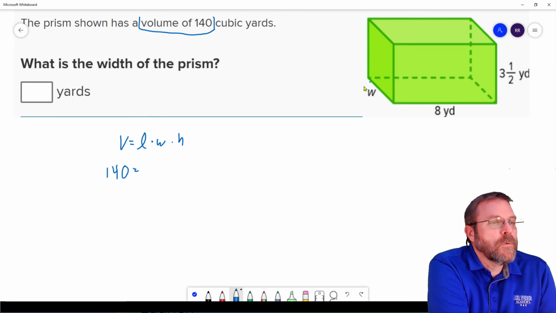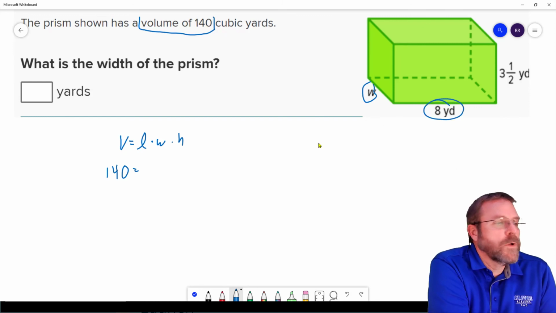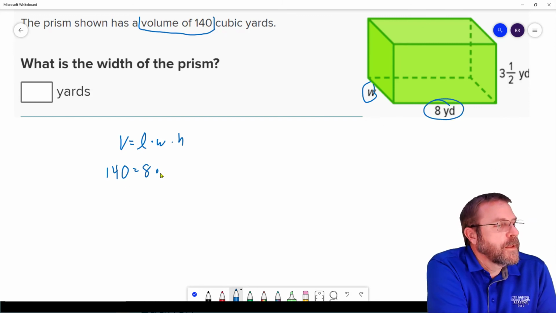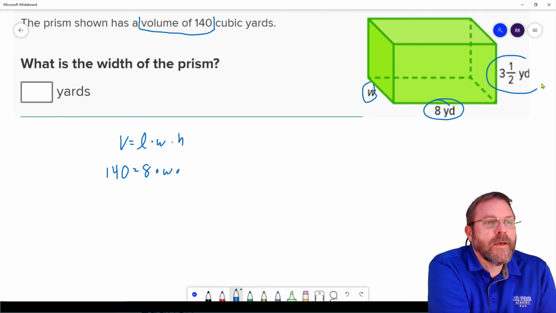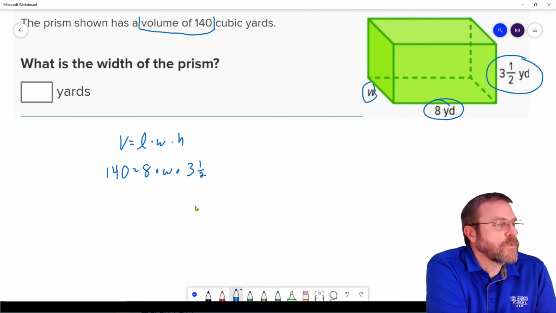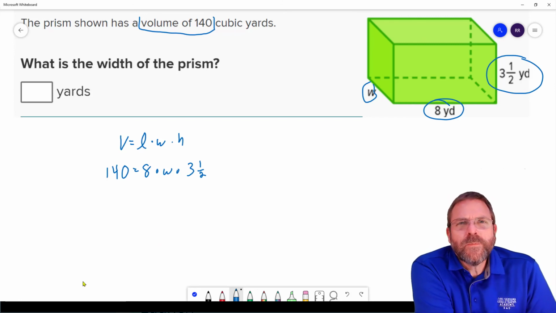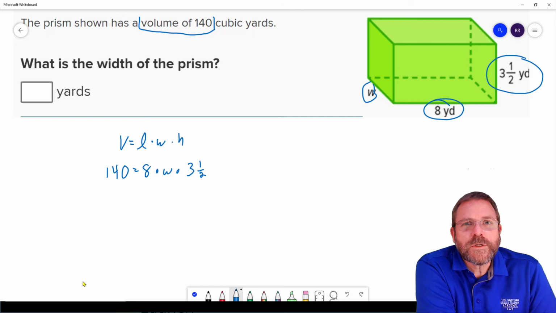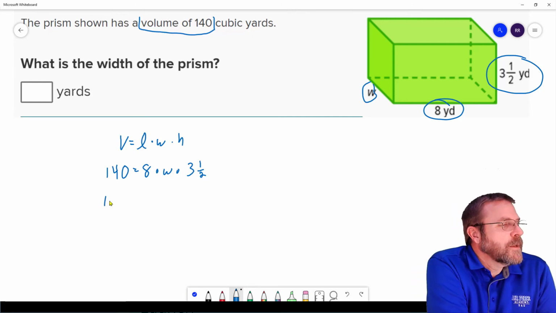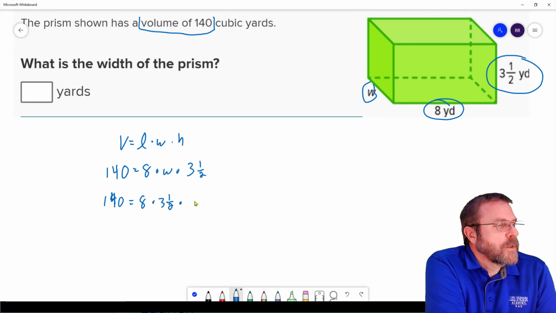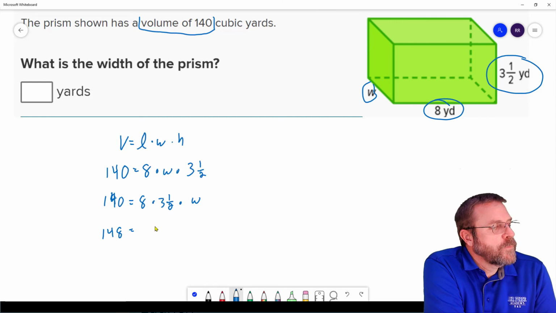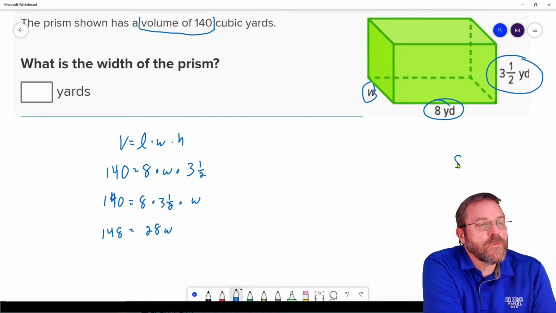My length, well, the width we don't know. The length we do know. The length is going to be 8 times the width times, and the height is going to be 3 1/2 yards. Now I'm going to use that commutative property of multiplication, you know, the one that says order does not matter when multiplying. So now I can say 140 is equal to 8 times 3 1/2 times the width, and then 8 times 3 1/2 is going to end up being 28 times the width.